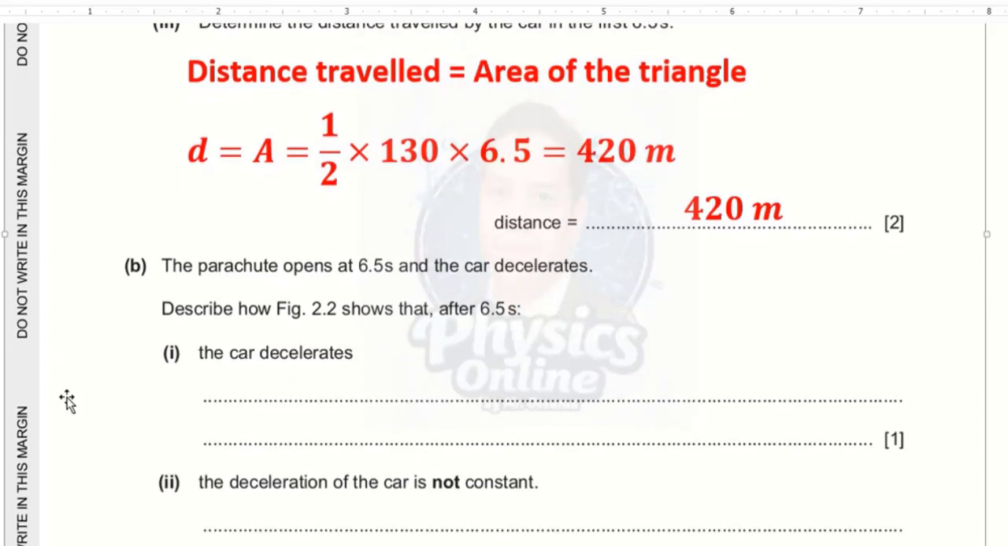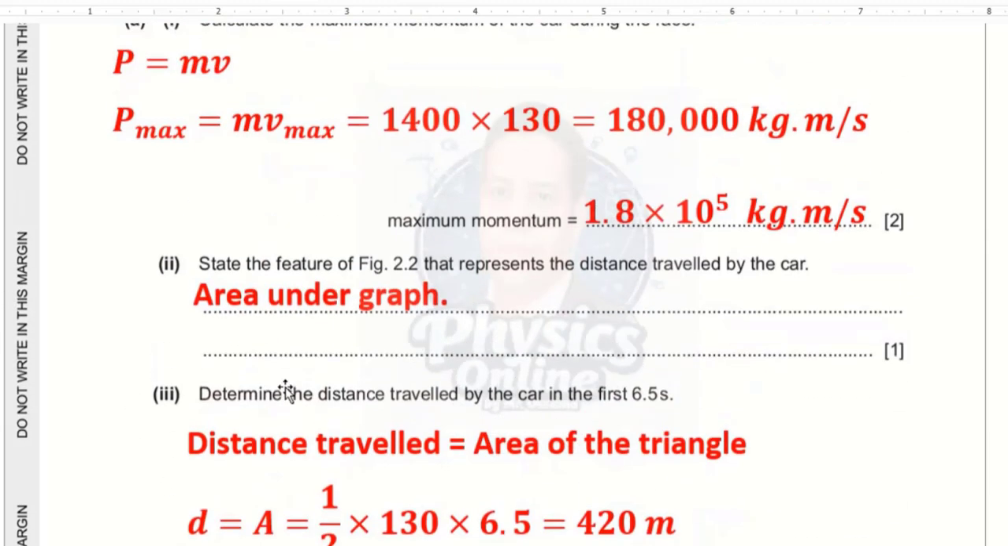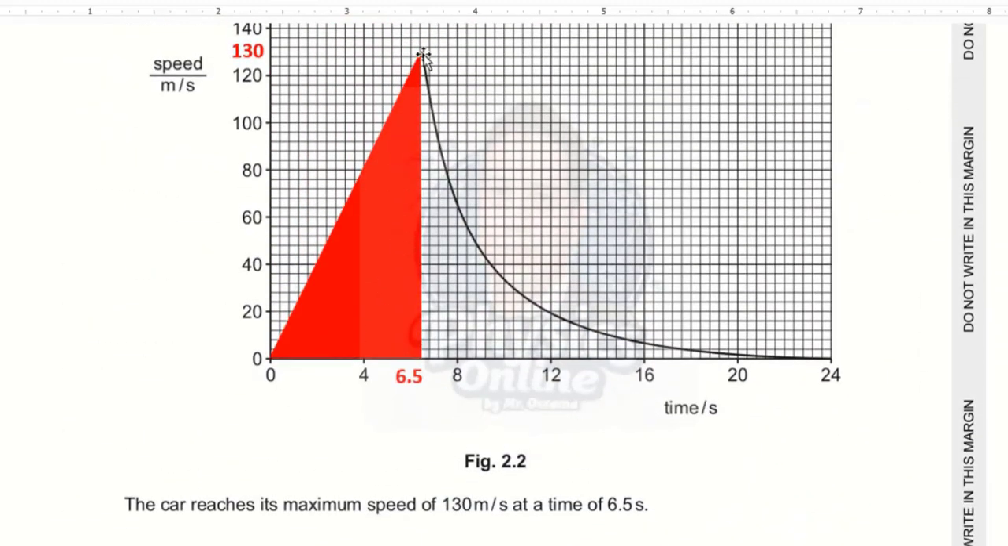The parachute opens at 6.5 and the car decelerates. Describe how figure 2.2 shows that after 6.5 the car decelerates. As you see here, the curve is going down, which means the speed decreases.